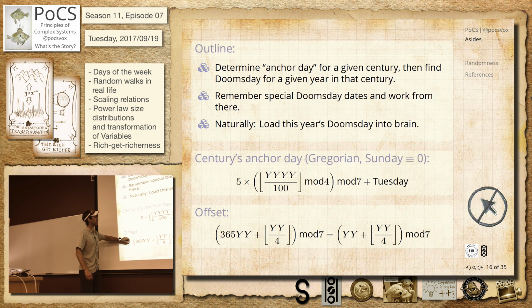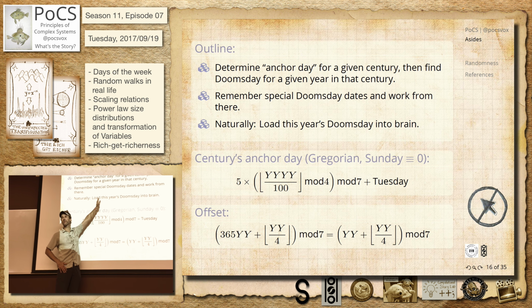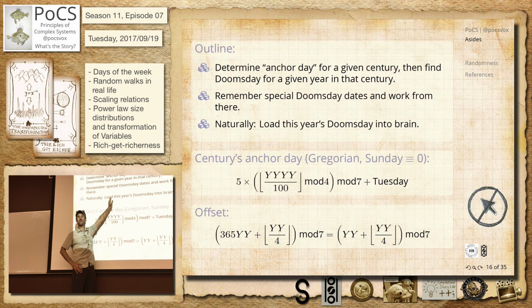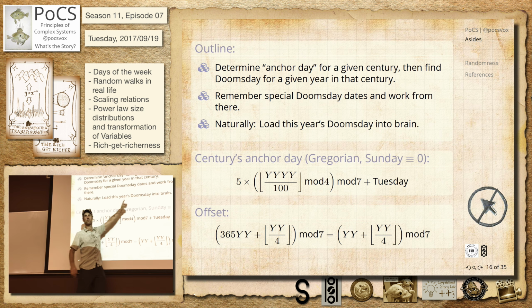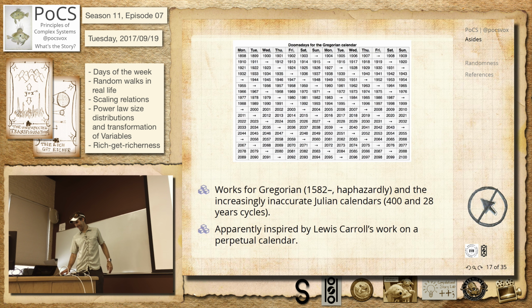Oh yeah, sorry, this is the offset. That's what it is. So it's a 2, and you have to add. Each century has its own offset, its own anchor. So the anchor for the 1900s is a Wednesday. So it's Wednesday plus 2. So it's Friday. Okay. Good. I was thinking about it before. So here are all the doomsdays for the calendar year.